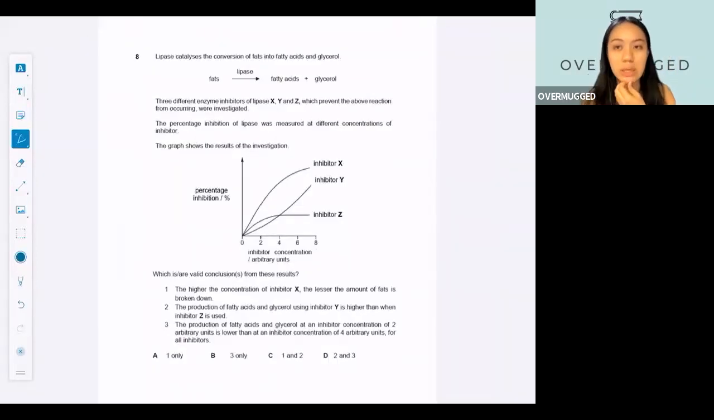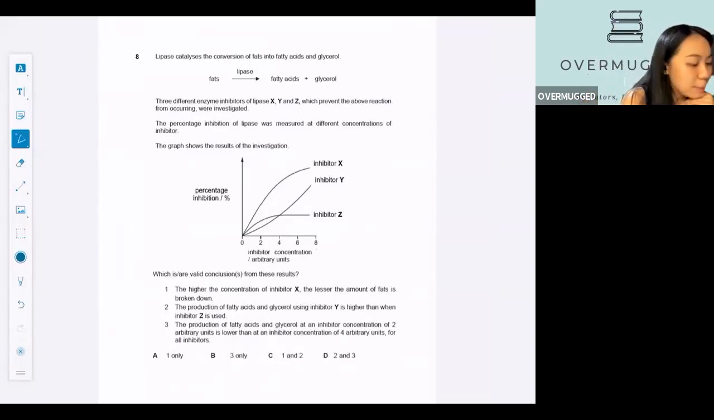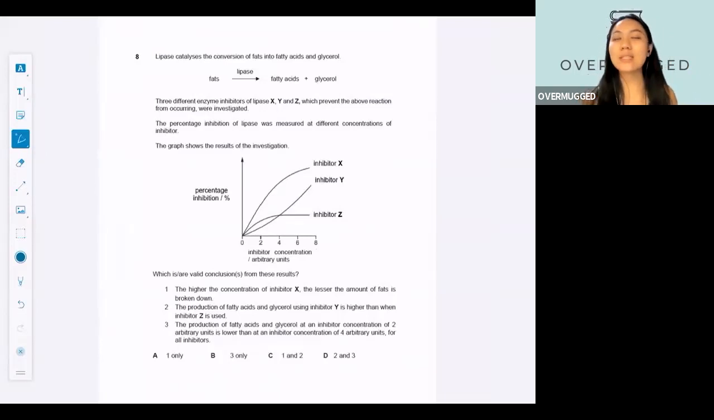Okay, so question 8. There's so many questions. Question 8: Lipase catalyzes the conversion of fats. When you see this kind of question, just take a breather because it's a long question, but you need to read every single line. Very important, because you don't know where exactly the key thing lies.